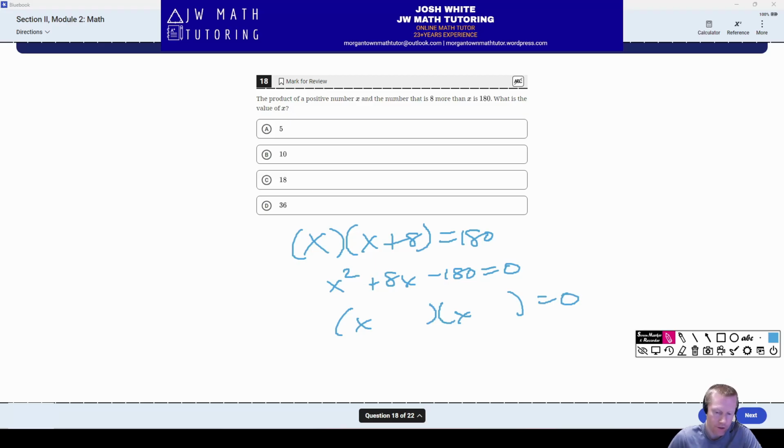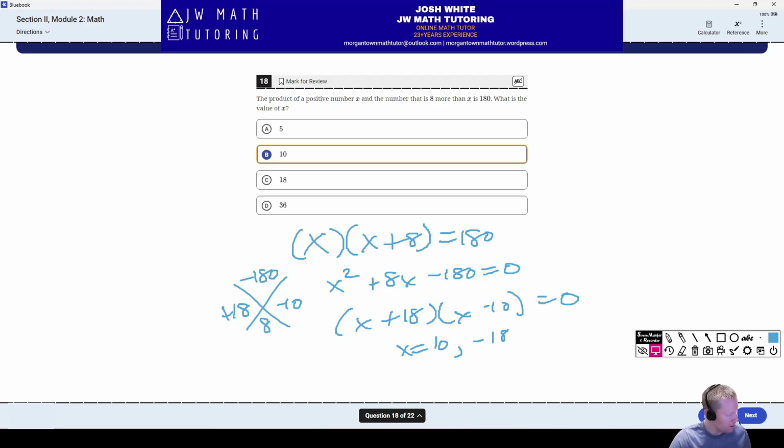So I'd say, okay, what are the factors of negative 180 that add to give positive 8? It looks like plus 18 minus 10. So x equals 10 or x equals negative 18. So which of these do we see up here? Well, I see positive 10 in letter B. So that is the correct answer.